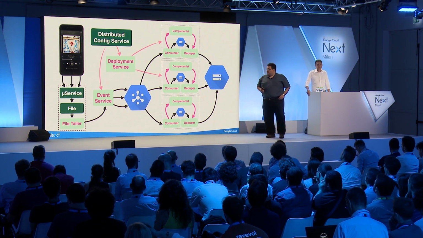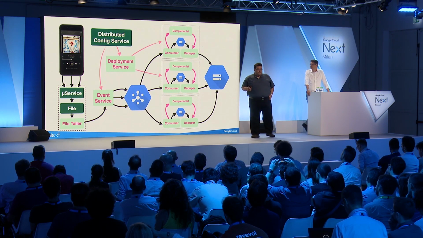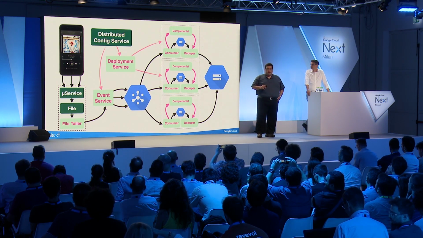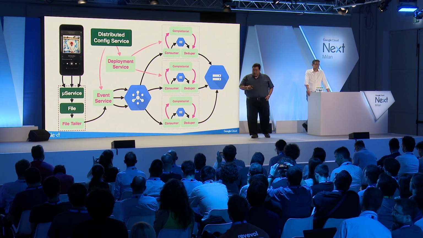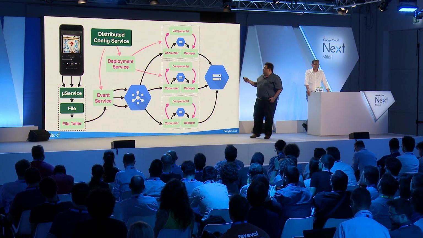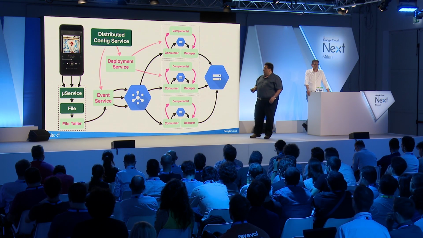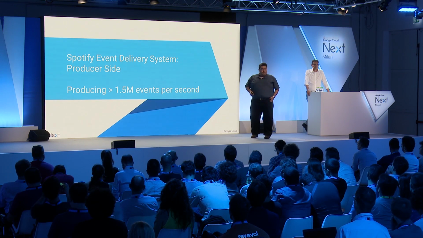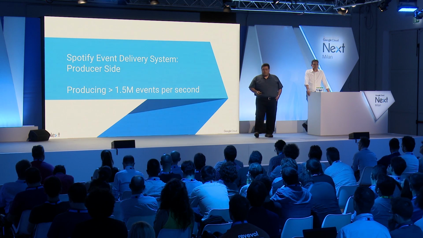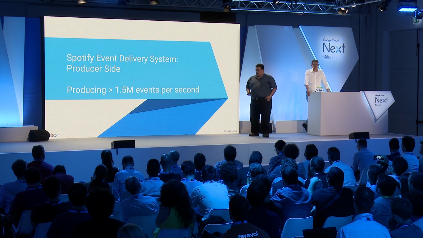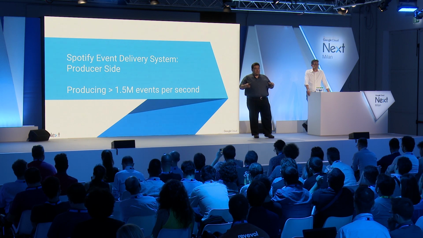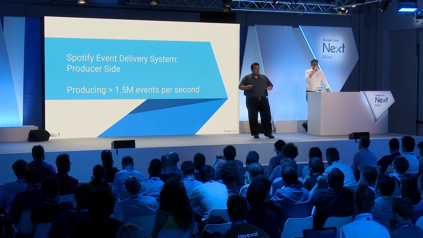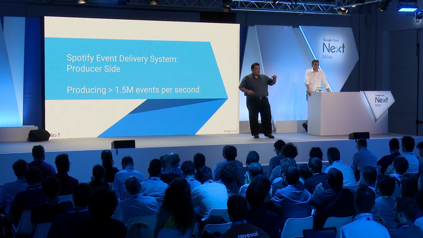Thank you. So, the first diagram was very high level. This is a level deeper. This is still the three big areas, so we will start with the producing side. As I told you before, we produce more than 1.5 million events per second. This is an average because there is a daily pattern. We have high tide and low tide.